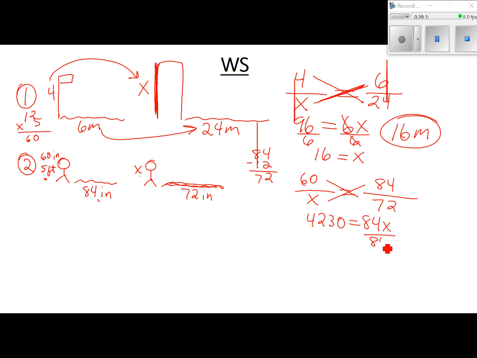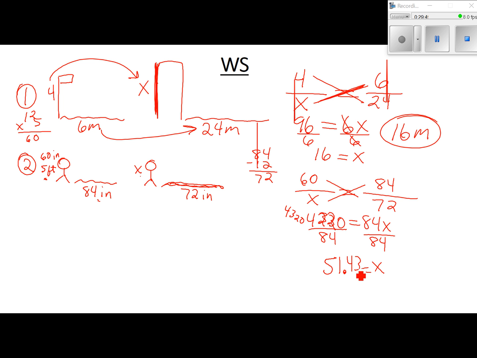Divide both sides by 84. So we take, I wrote this down wrong, 4,320. That's what you should have gotten there. I wrote it backwards. And we divide that by 84. And I end up with 51.43 or something close to that.